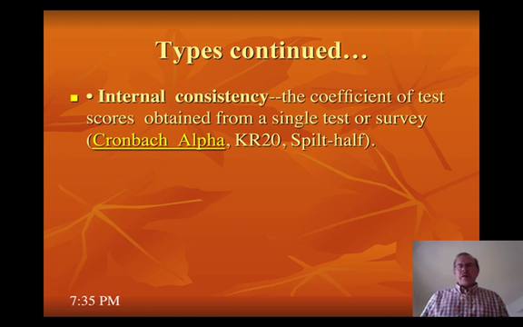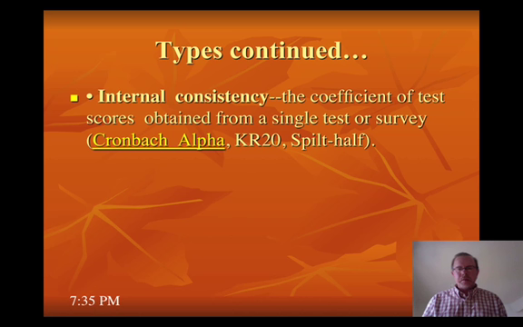The third type of reliability that I'm going to talk about is called internal consistency. And this is talking about the coefficient of the test scores obtained from a single test or a survey. So, in other words, to what degree do the items within a test agree with each other? Now, it's often referred to as Cronbach's alpha.